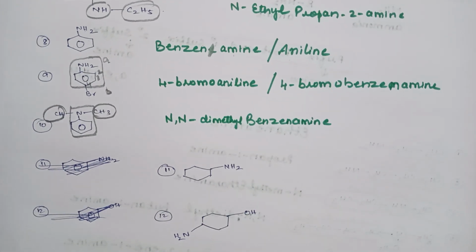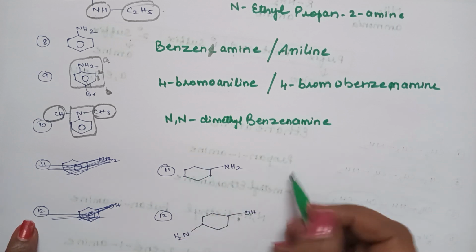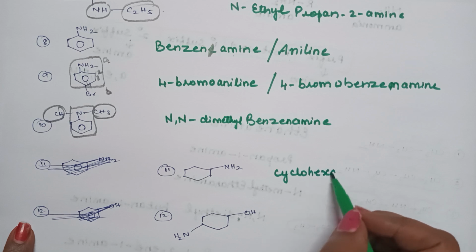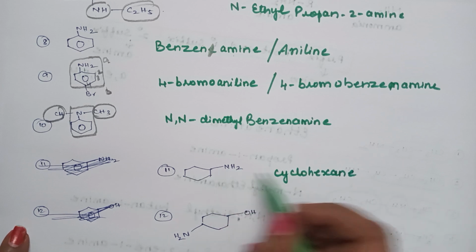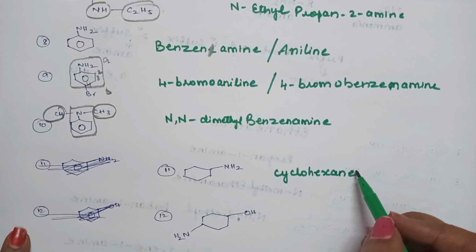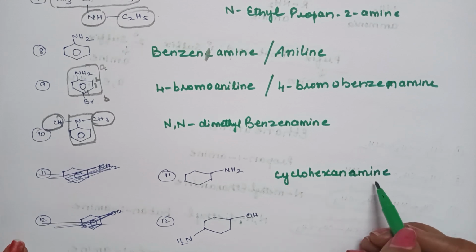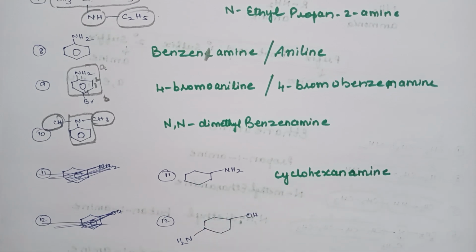Next, this is cyclohexane. And this is amine. Amine starts with A, so don't write this E. Instead of this, make it amine. So cyclohexanamine is the IUPAC name.